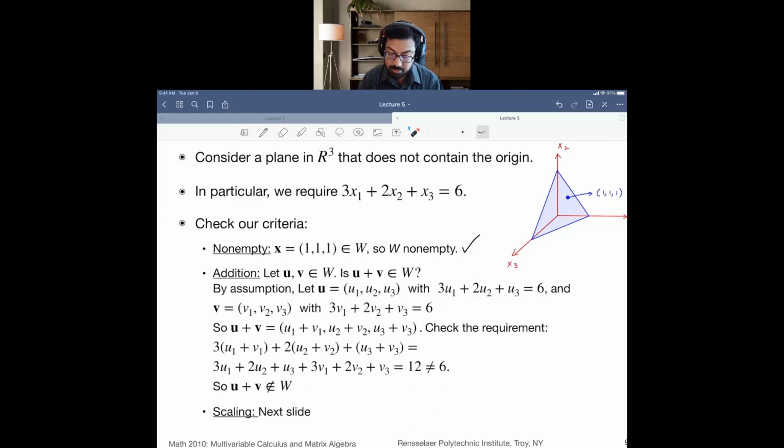That is because of it belonging to W. And similarly for V, I have it in R cubed, so V1, V2, V3, and it belongs to W, so 3V1 plus 2V2 plus V3 equals 6.